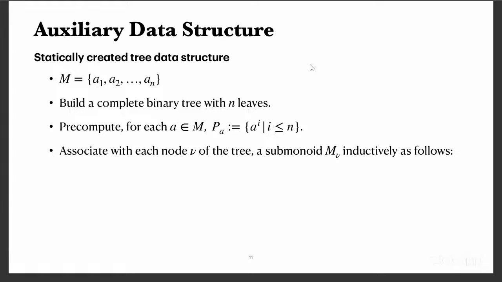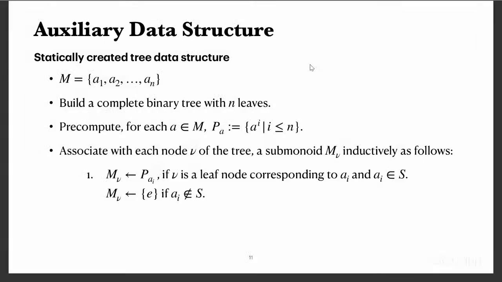Then you associate. So the basic idea is you just associate with each node a set, which is the set spanned by the elements contained in the subtree below it. Correct? So, for example, it is the singleton set for a leaf, and it is the empty set for anything not in S.